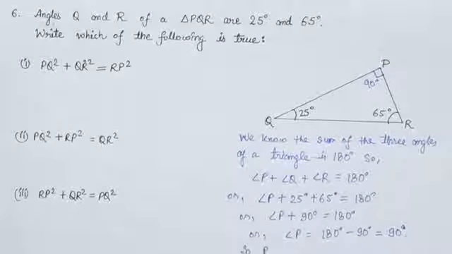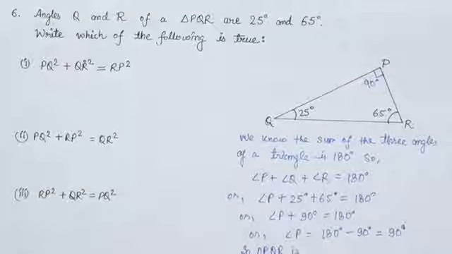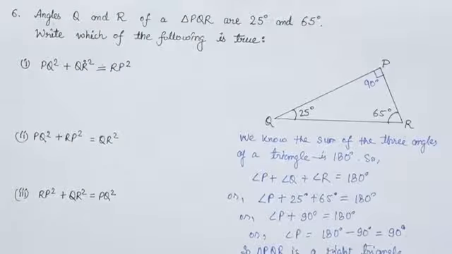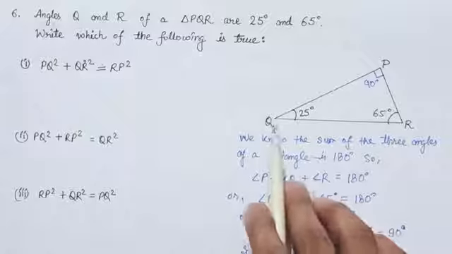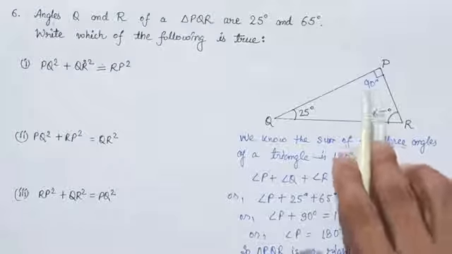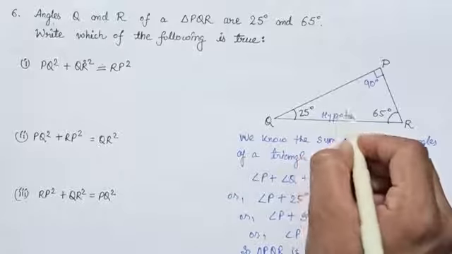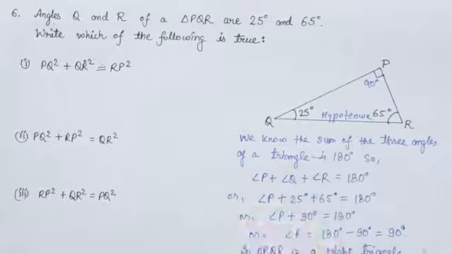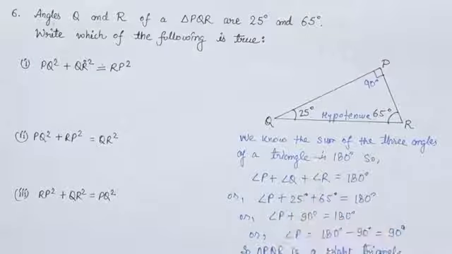So triangle PQR is a right triangle. That is, we can apply the Pythagoras theorem. Now let us see the sides. Here you can see that the side QR is opposite to the 90 degree angle. It means this is the hypotenuse. And the other two sides, that is PQ and PR, are its legs.